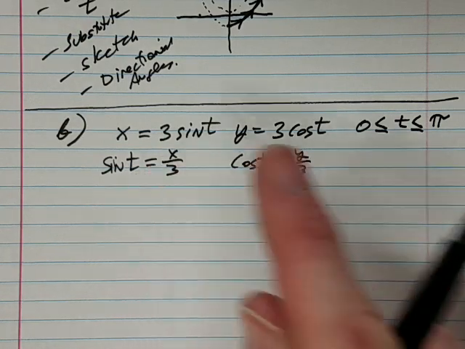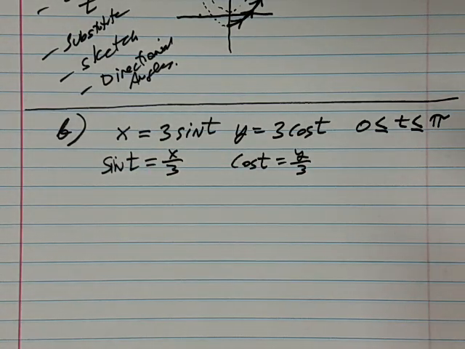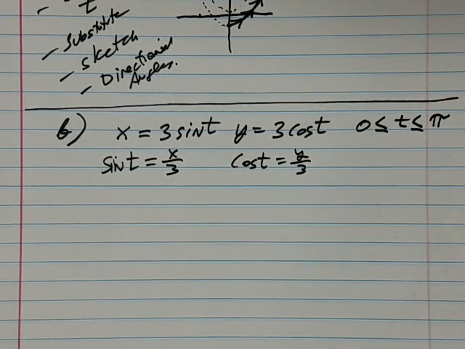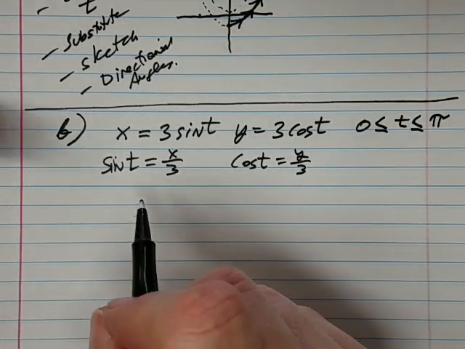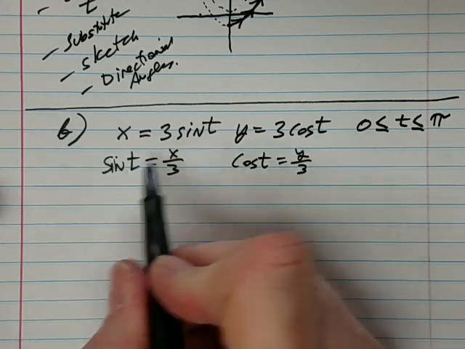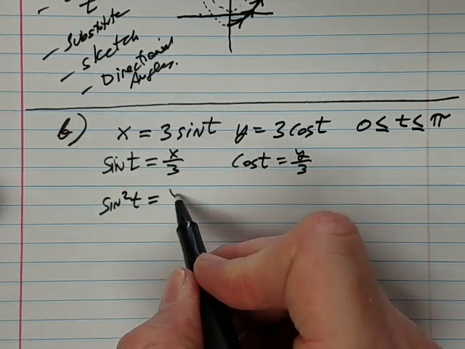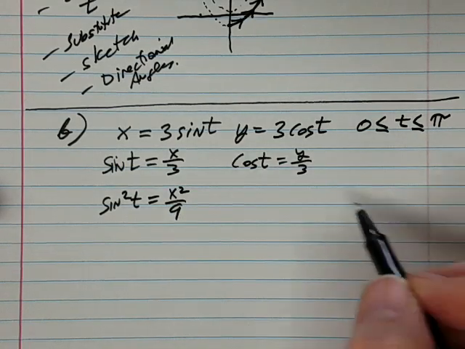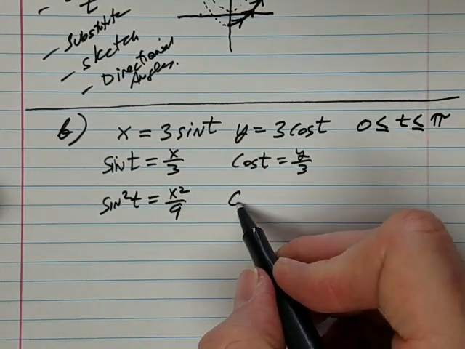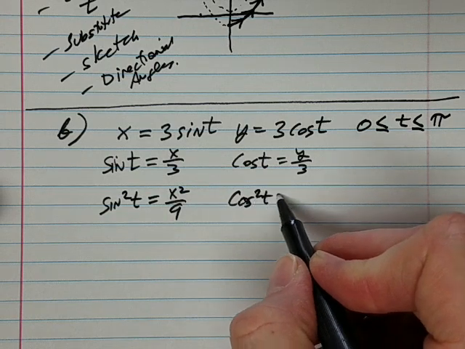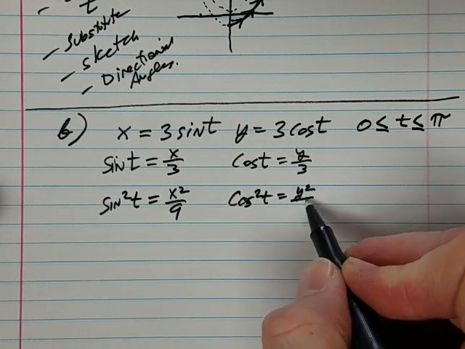This is an equal sign. It's an equation. I can do anything I want to an equation on one side or the other, as long as I do it to both sides. I have to do it to both sides essentially exactly at the same time. So I'm going to square both sides. That's going to give me sine squared t equals x squared over 9. I'm going to square both sides here. Cosine squared t equals y squared over 9.